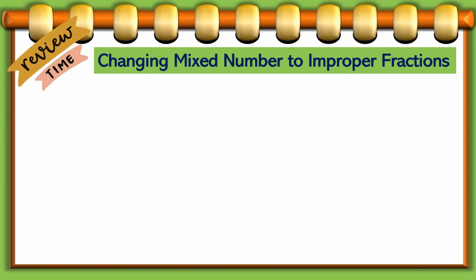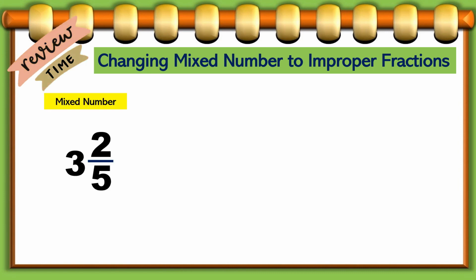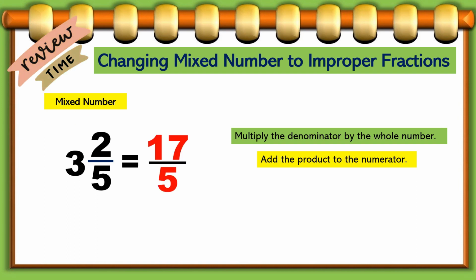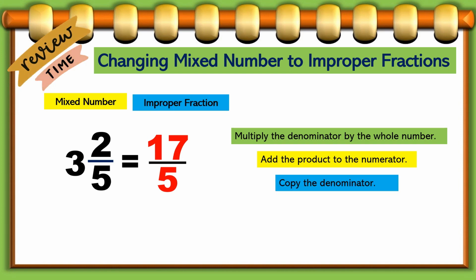Now, you learned how to change improper fractions to mixed number. We are going to change mixed number to improper fractions. Example, 3 and 2/5. First, multiply the denominator by the whole number. So we have 5 times 3 equals 15. Next, add the product to the numerator. So 15 plus 2 equals 17. Then, copy the denominator, 5. So the improper fraction of 3 and 2/5 is 17/5.